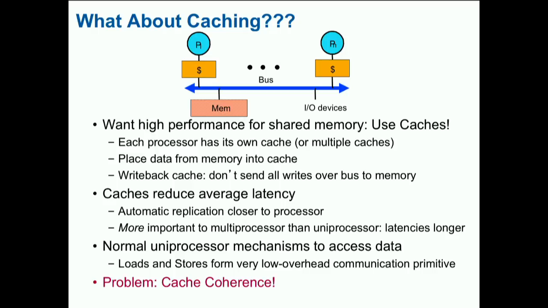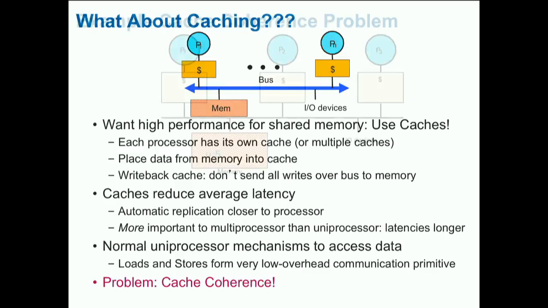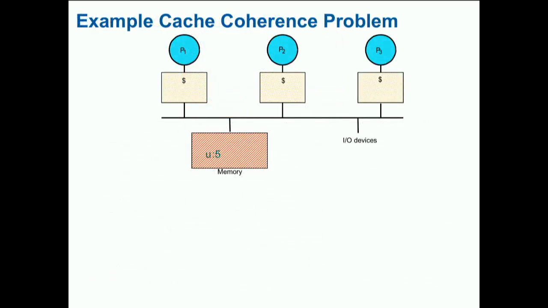Okay, well that's great. So caches are good, but how do you keep caches coherent? That's the problem for computer architects. And here's an example. The numbers on the arrows tell you the order of the things that are happening. So first, there is a variable called u. It's in the main memory. Its value is 5.